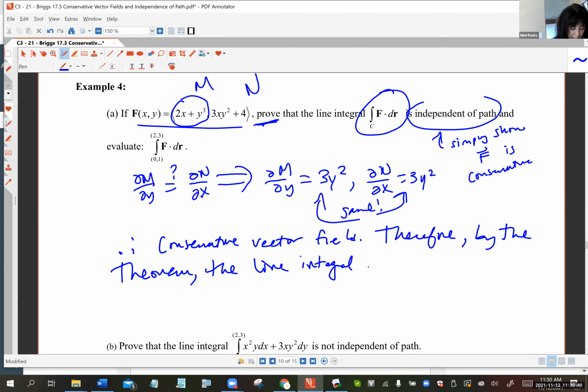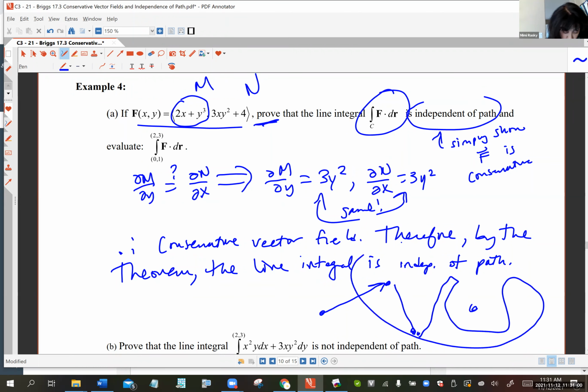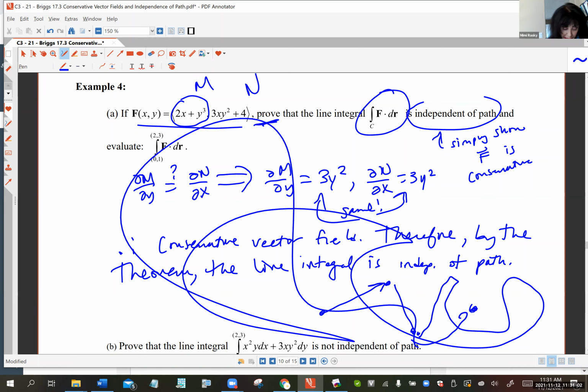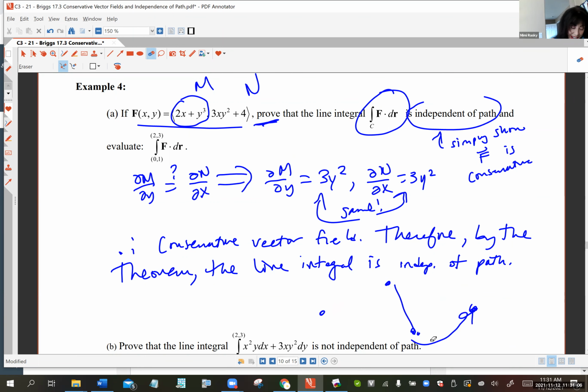What does that mean, independent of path? It means you don't care how it gets from the start point to the ending point, as long as you get from the start point to the end point. Here's your start point, here's your end point. You could do a straight shot, like a nonstop flight, or maybe you go over here first and then down here and then around, all over the place, and then you finally make it to your destination. It doesn't matter how you get there. It's independent of path as long as you get there. All right.